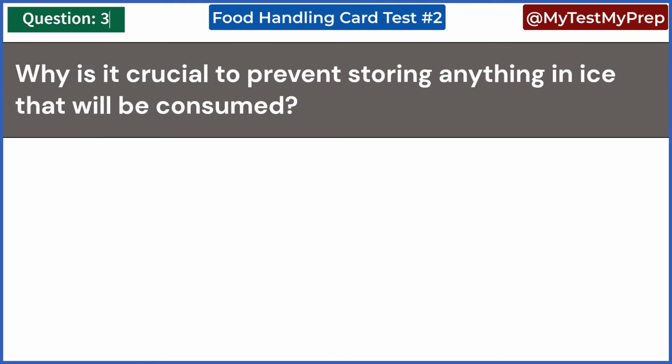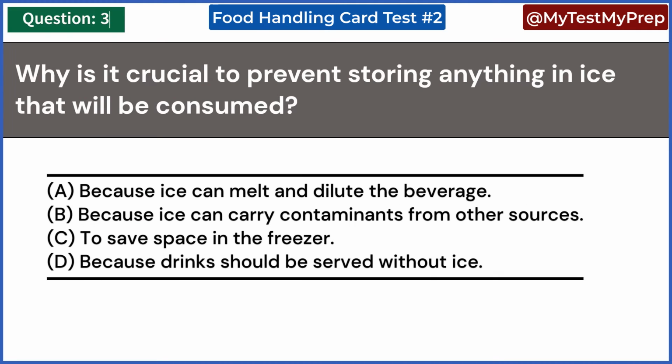Why is it crucial to prevent storing anything in ice that will be consumed? A. Because ice can melt and dilute the beverage. B. Because ice can carry contaminants from other sources. C. To save space in the freezer. D. Because drinks should be served without ice. Answer B. Because ice can carry contaminants from other sources.